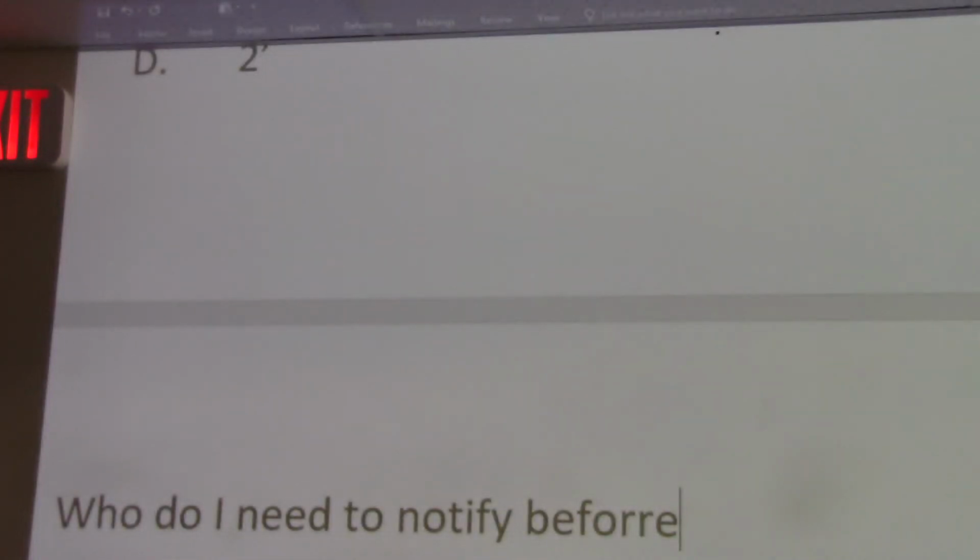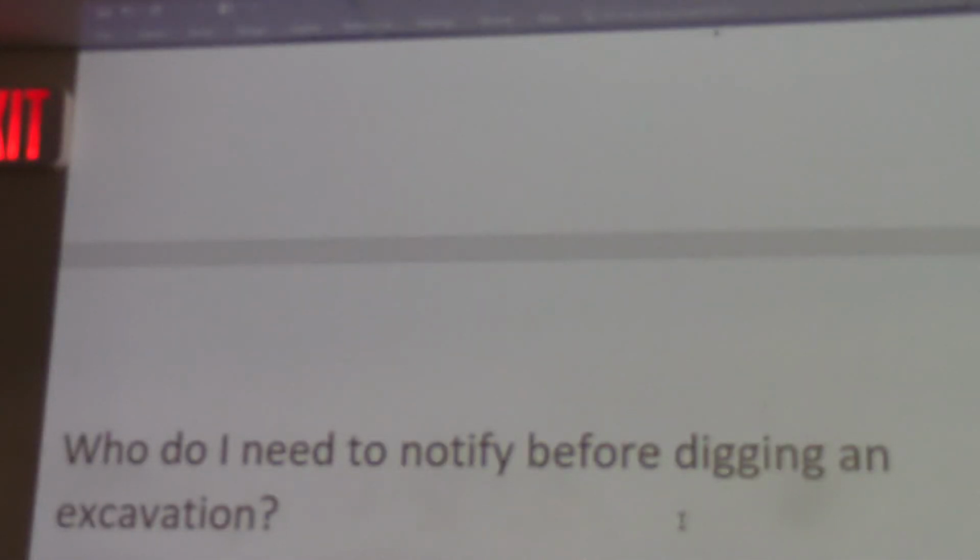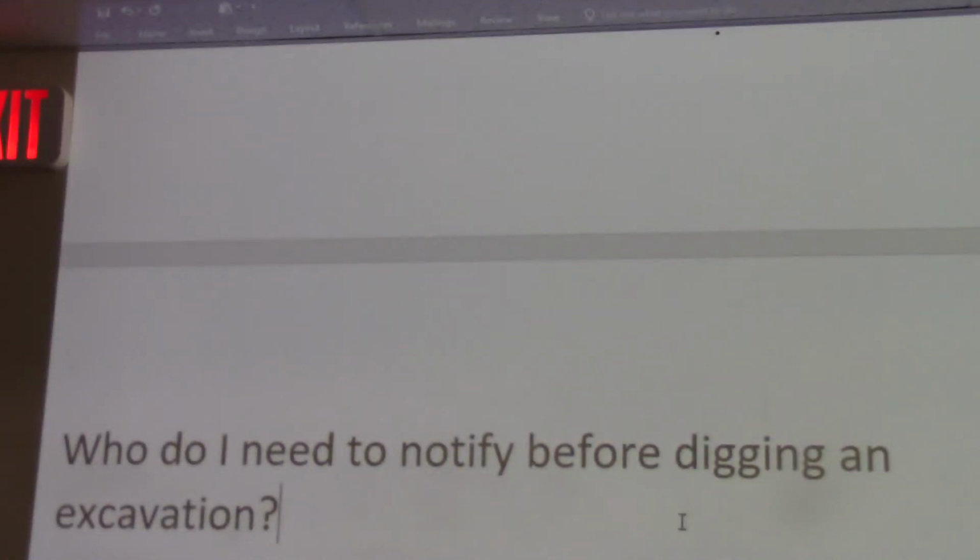Who do I need to notify? Can we work together? Ah, you got it. In the real world, this was probably easier. Who do I need to notify before digging and excavation? Can you find that answer in there? This would be under that excavation and probably notification. That's a hard one to find. You know where it is? I do. Digging maybe? Well, it's right there in the excavation section.